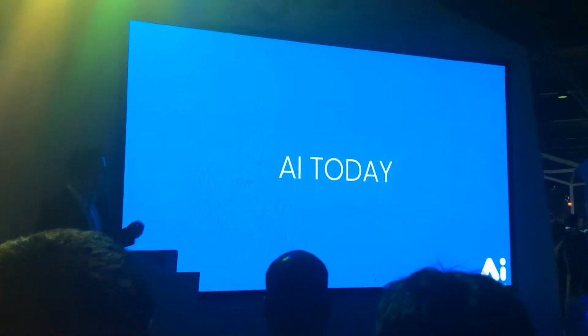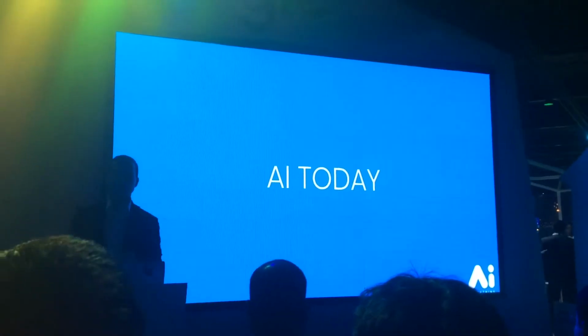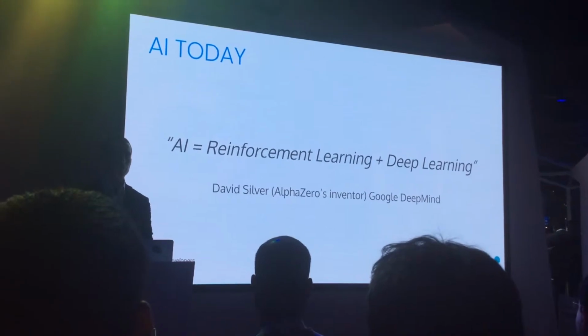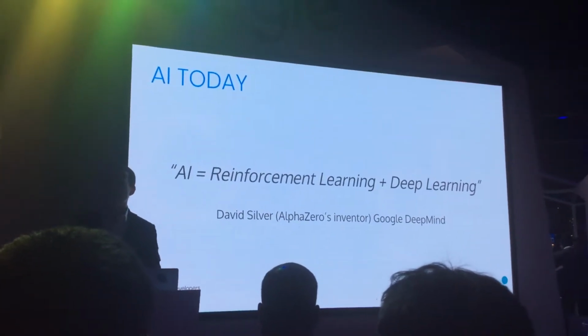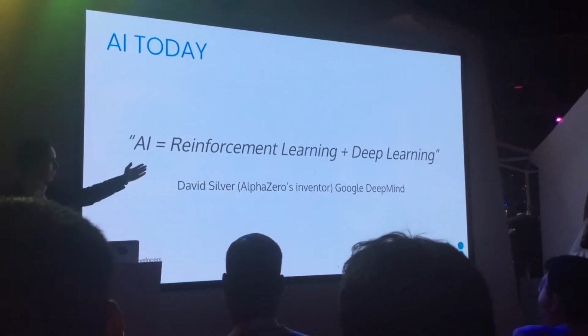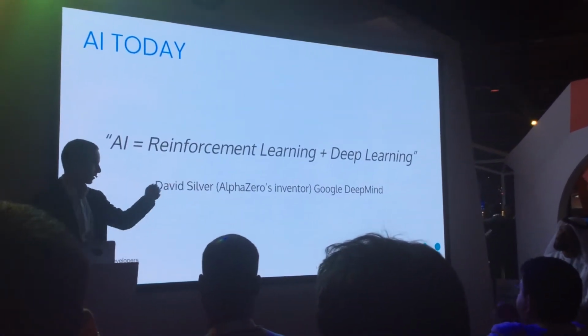So we're going to start with AI today. So, what's going on in AI effectively. So the best definition, if you want, of AI today is that it's the combination of two technologies which both are very powerful, which is reinforcement learning on one side and deep learning on the other.